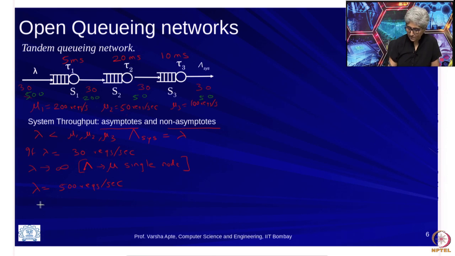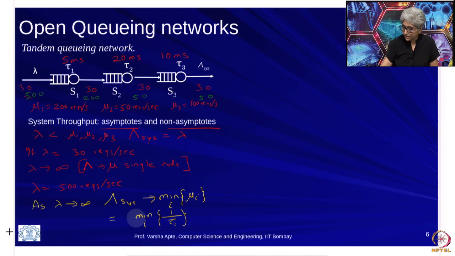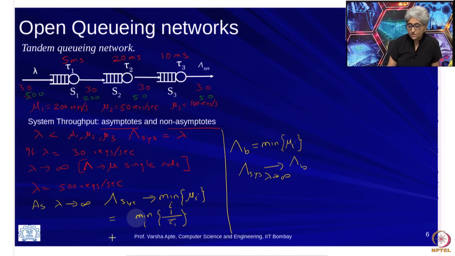So, that should be obvious. As lambda tends to infinity, lambda sys tends to the minimum over i of all the mu i's, which is equal to the minimum over i of 1 over tau i. Basically, this is also how the bottleneck throughput is defined. The bottleneck throughput is actually going to be the minimum of mu i's, and lambda sys, as lambda tends to infinity, basically tends to the bottleneck throughput. Okay. So, this is about the throughputs.